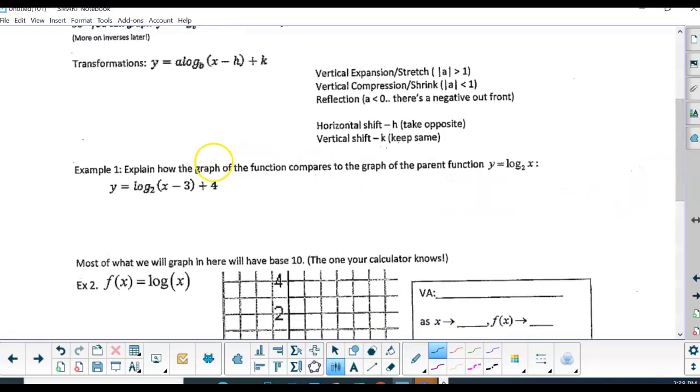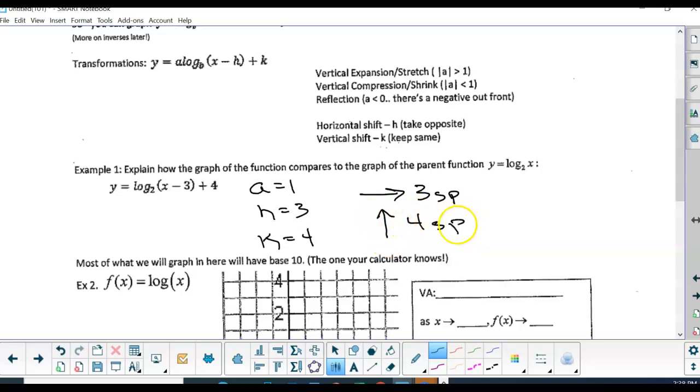Okay, so first thing we want to make sure is that we can find A, H, and K. So let's look at this example. A is going to be equal to 1. H is going to be equal to 3. And then our K is equal to 4. And that tells us our transformations. No stretch or compress. No flip, because A is 1. H is 3, so that means I'm moving to the right 3 spaces. And with K being 4, it means I'm going to go up 4 spaces. So that would be our transformation.